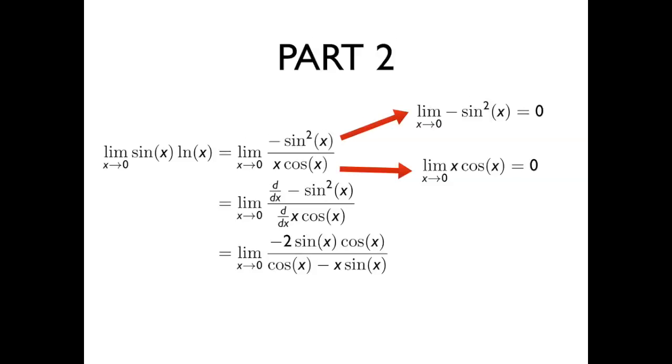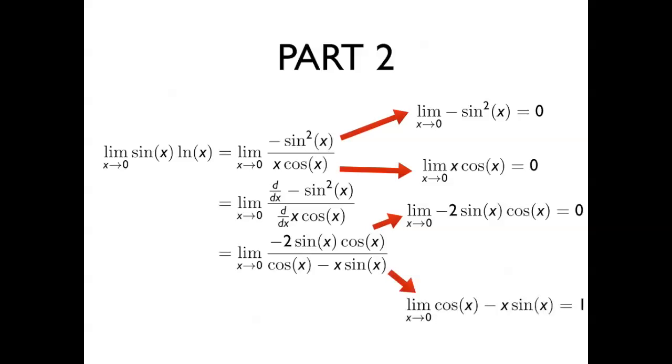Let's evaluate the limits of the top and bottom separately one last time. The limit of the numerator, minus 2 sine x cosine x, goes to 0 as x goes to 0. And the limit of the denominator as x goes to 0 goes to 1. Which means that this time we actually get to plug in these limits, and we end up with 0 over 1, or 0. And that's our answer to this question.